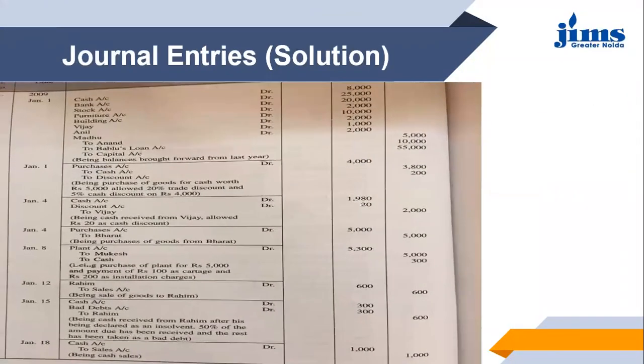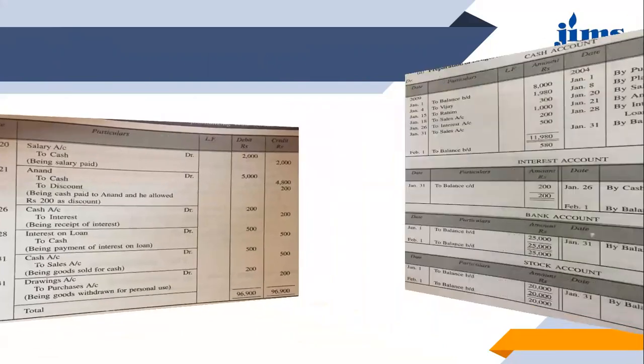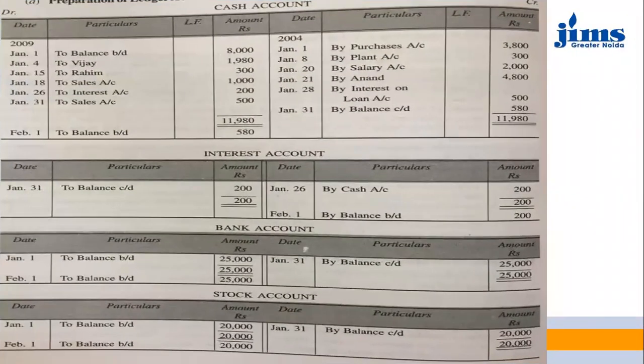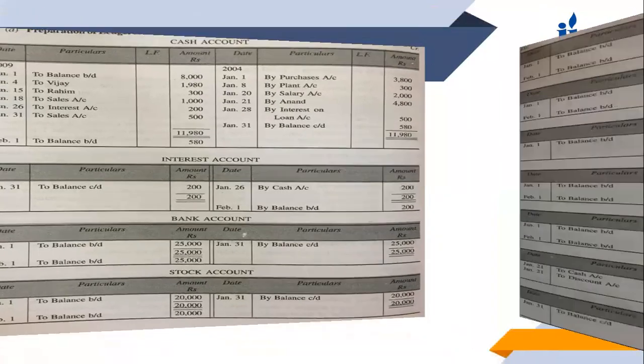The next entry is cash account debited, bad debts account debited to Rahim account. For this entry, cash account we already have, Rahim account we already have, and the bad debts account is the new account which we need to prepare here. So let's take up the cash account entry. Cash is getting debited here, so we'll go on the cash account debit side, and you can very well see here under 15th of January, to Rahim 300 is getting debited. So the cash account posting is done with the name of to Rahim.